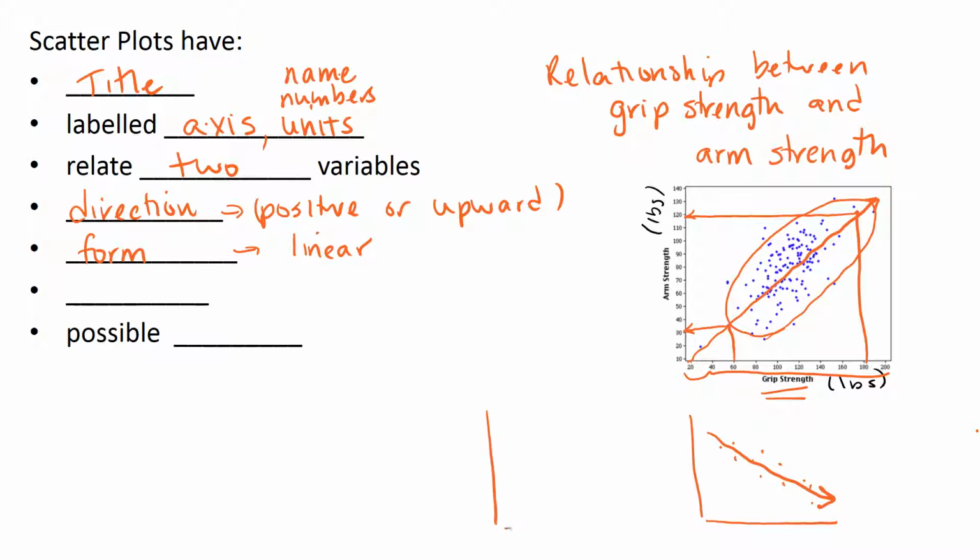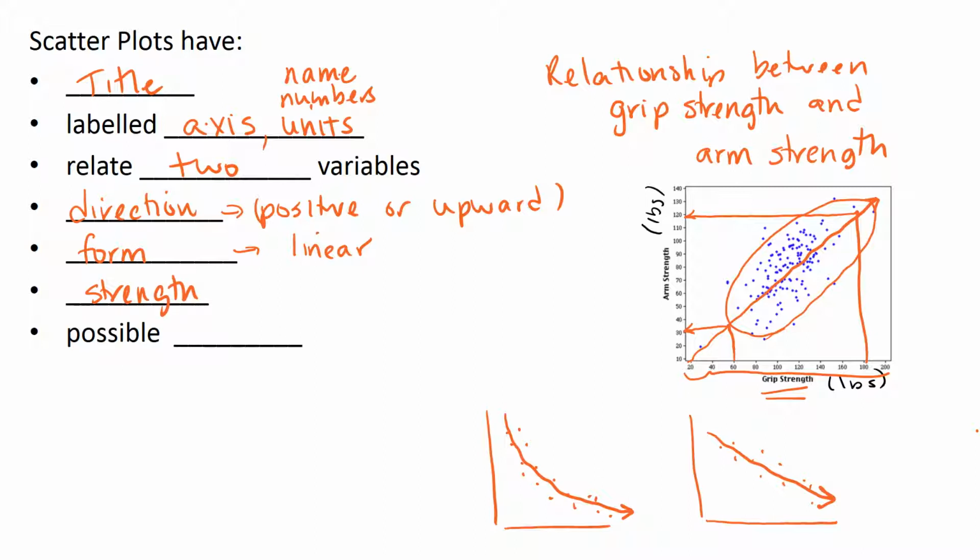If the dots were like this, you couldn't draw a linear as a straight line, it would be more of a curve. And we're going to talk about the difference between those things, but that's called the form, the shape that the dots make when you look at them as a group. The other descriptor is the strength.